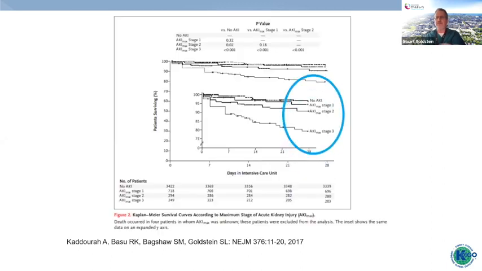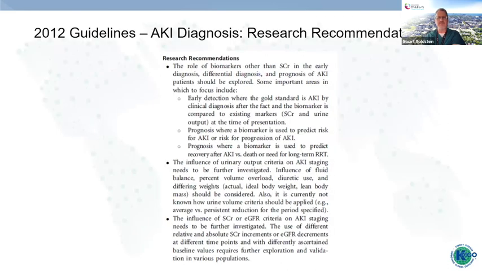And looking at the Kaplan-Meier curve, we can again see that there's a graded association between acute kidney injury stage and 28-day mortality. And while much of this mortality is driven by the stage 3 AKI, there is still an independent association with stage 2 AKI and outcomes.